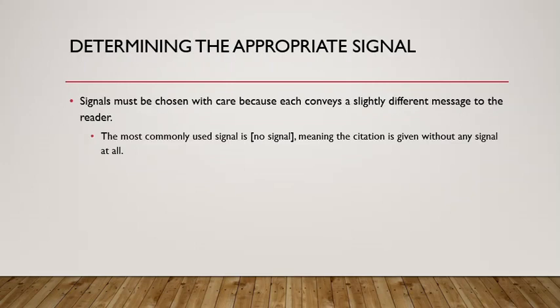Determining the appropriate signal. Signals must be chosen with care because each conveys a slightly different message to the reader. The most commonly used signal is no signal, meaning the citation is given without any signal at all.